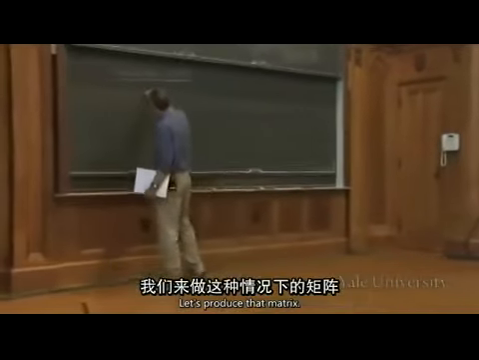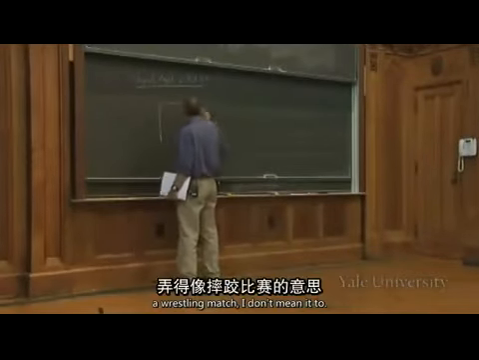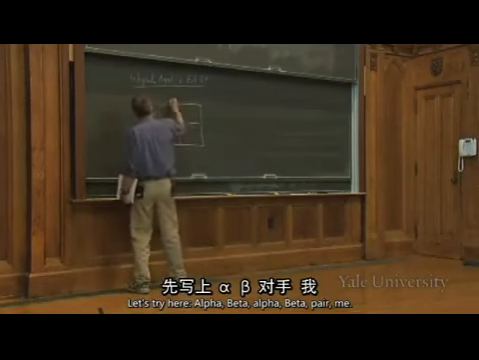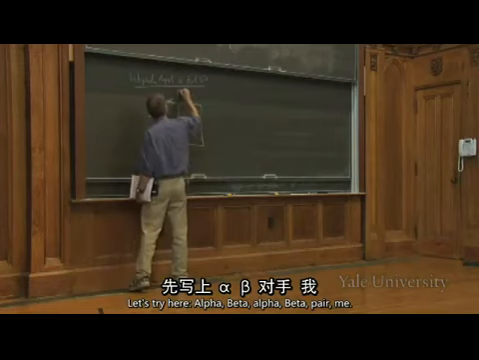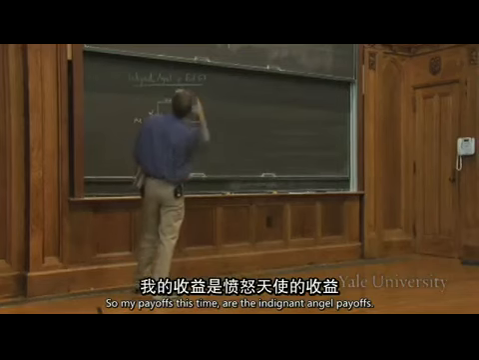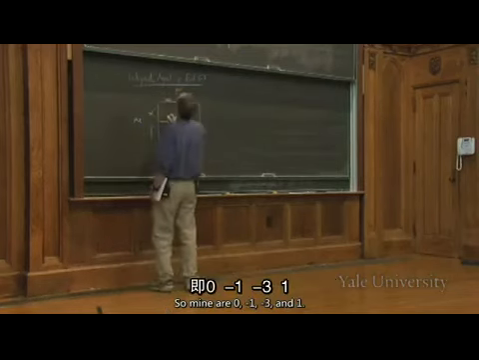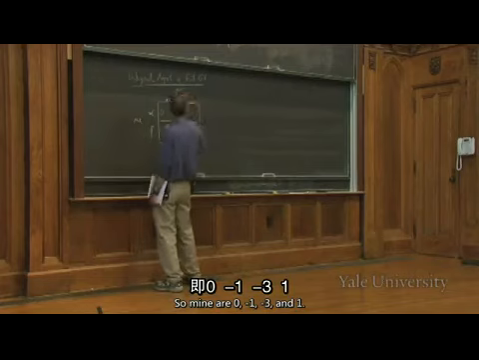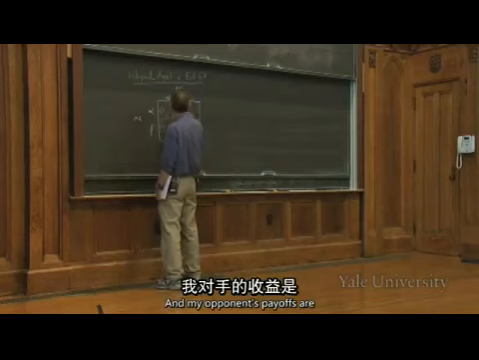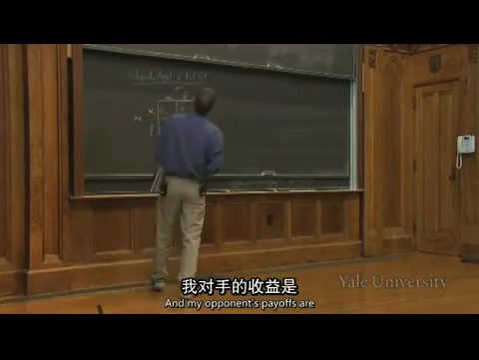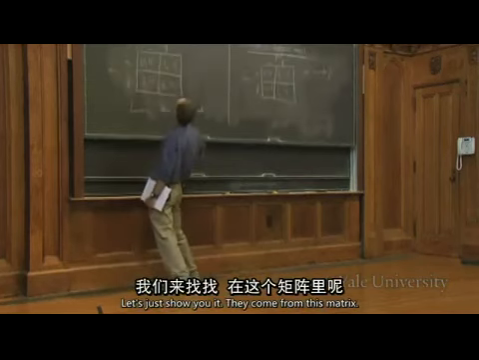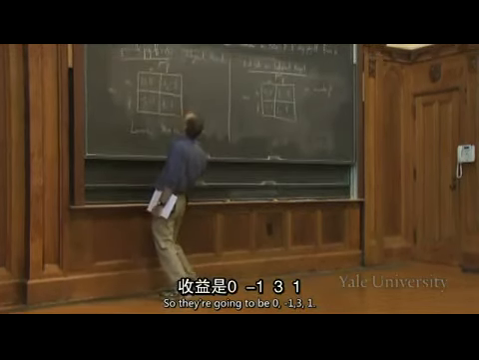Let's produce that matrix. By the way, this is beginning to sound like a wrestling match. I don't mean it to. Let's try here. Alpha, beta, pair me. My payoffs this time are the indignant angel payoffs, so mine are 0, -1, -3, and 1. And my opponent's payoffs are what would have been my payoffs before. They come from the other matrix, so they're going to be 0, -1, 3, 1.